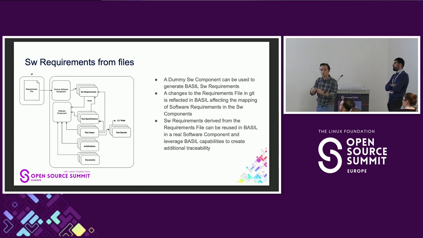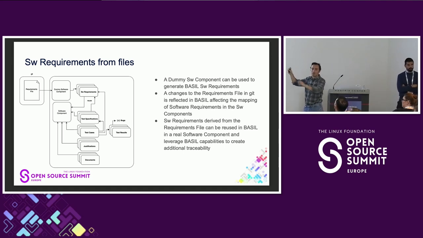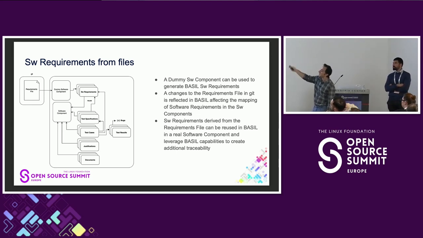You can link two documents. Any time you create a reference document, BASIL will check for changes in that document. So if the requirement file changes, you will be notified that you can change the requirement in BASIL, the dummy one. That can also be changed with automation. Once you have those requirements in BASIL that reflect the file, you can reuse this requirement across all the software components that you have. You can start creating traceability, a mapping of test cases, test results, bugs, whatever you want. And you can keep things in Git and still work with BASIL.